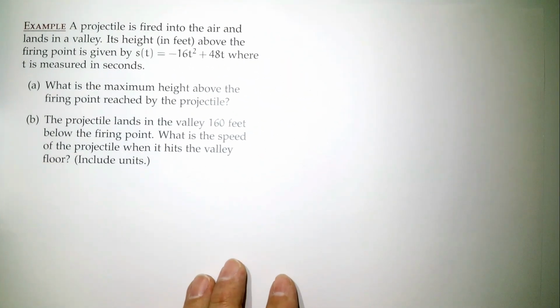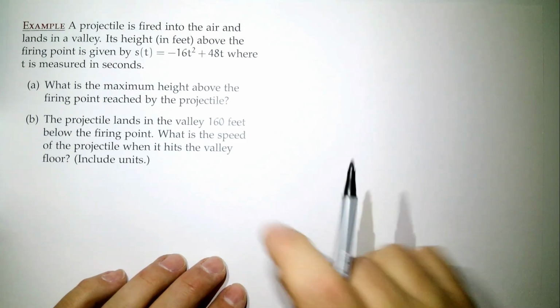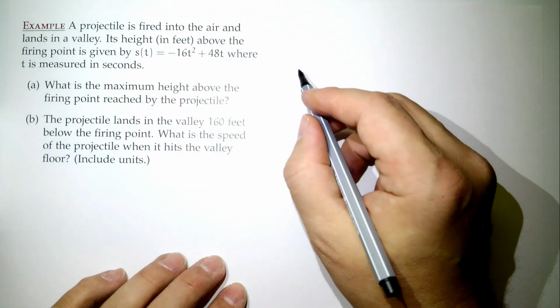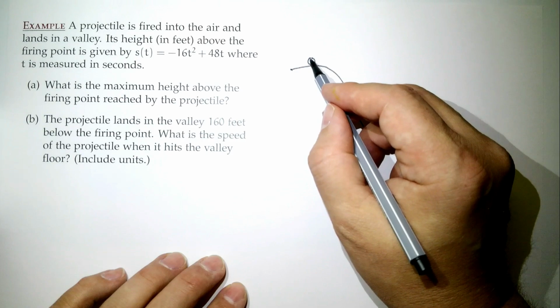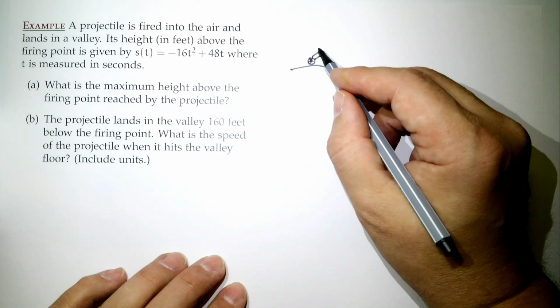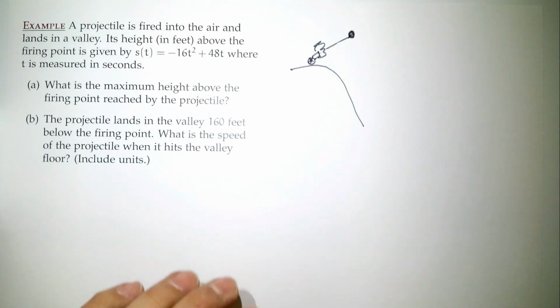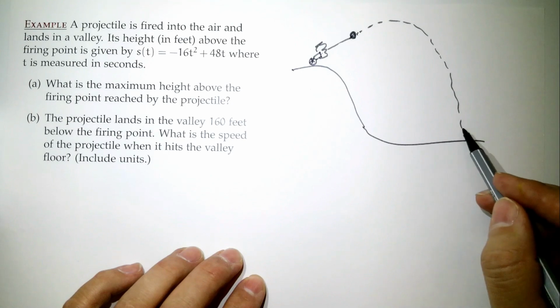So, here we go. A projectile is fired into the air and lands in a valley. And its height in feet above the firing is given by s of t is negative 16t squared plus 48t, where t is measured in seconds. So I should probably sort of show you the picture. So there's this little projectile launching machine. Okay, so here I'm launching a projectile. So there's my projectile. Now what's going to happen is the projectile is going to go, and then it's going to eventually land down here somewhere.